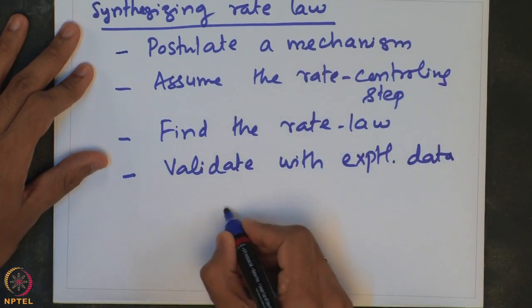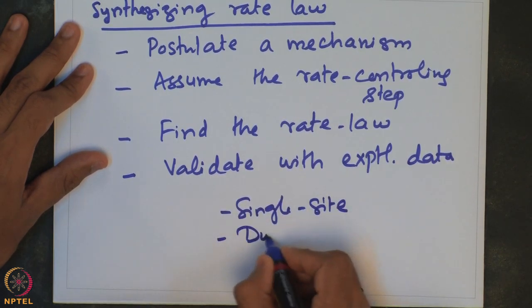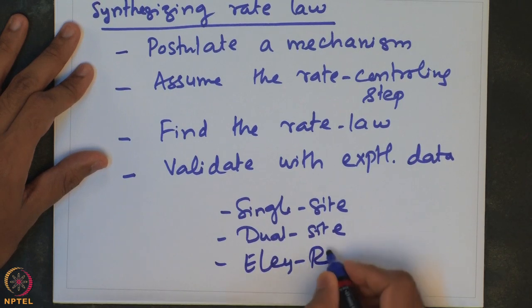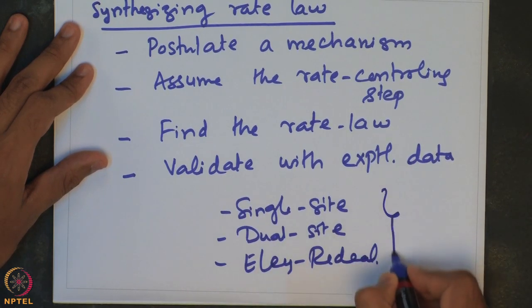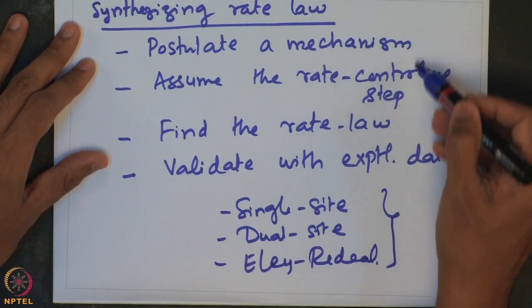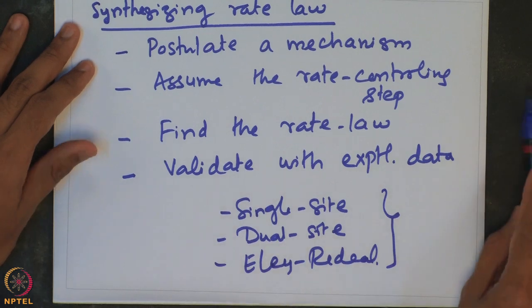So for instance, in the previous lectures we have looked at the single site mechanism, the dual site mechanism, and the Langmuir-Hinshelwood mechanism. Each of these can be used, and one can follow these steps to find the rate law and validate with experimental data. Different mechanisms govern different reactions, and so one can try different combinations of these mechanisms, synthesize the rate law and compare it with the experimental data.